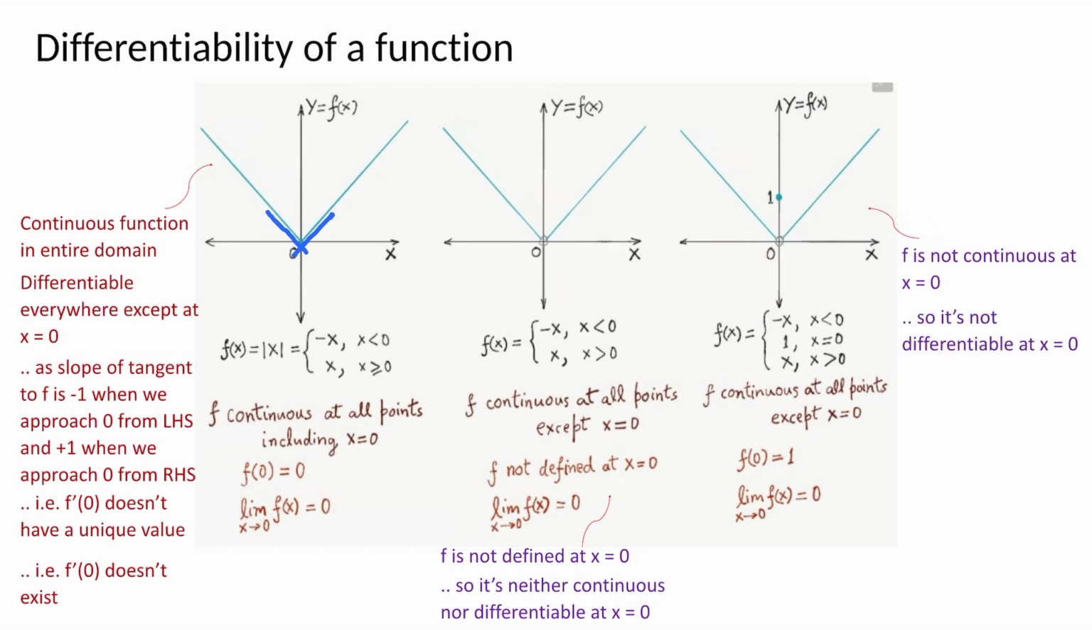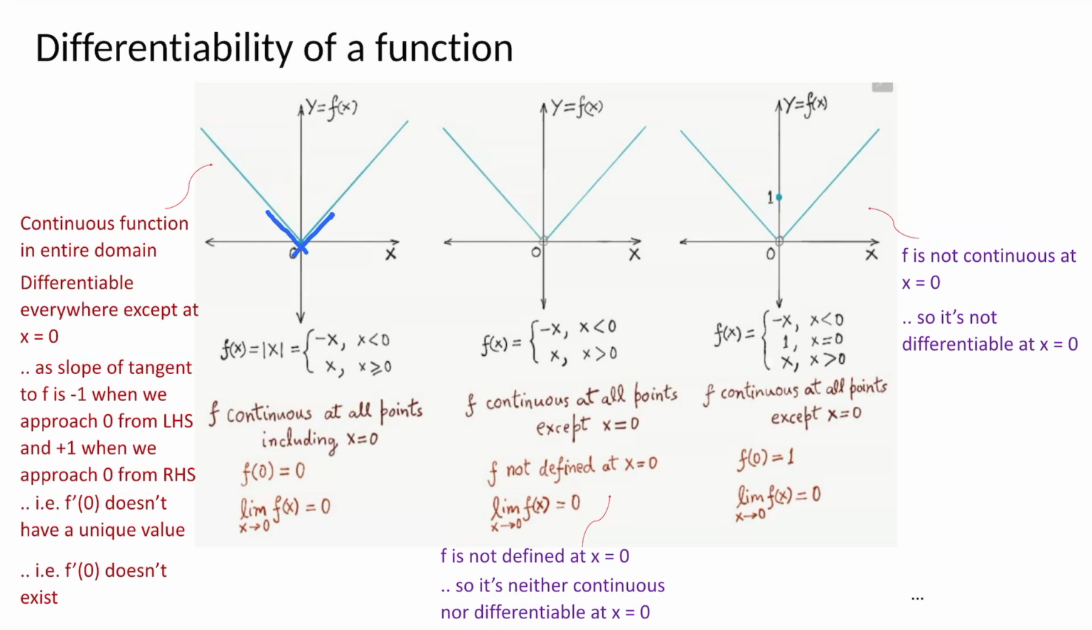Only when a function is continuous might it be differentiable. So these functions are not continuous for different reasons. Here this is not defined, and here the limit of the function from the left and right hand side is not equal to the value that the function takes at x equal to 0. But both of these are not continuous, so they would not be differentiable at x equal to 0. Whereas here this function is continuous, but still it is not differentiable because it takes a sharp bend here. The derivative does not have a unique value at x equal to 0.